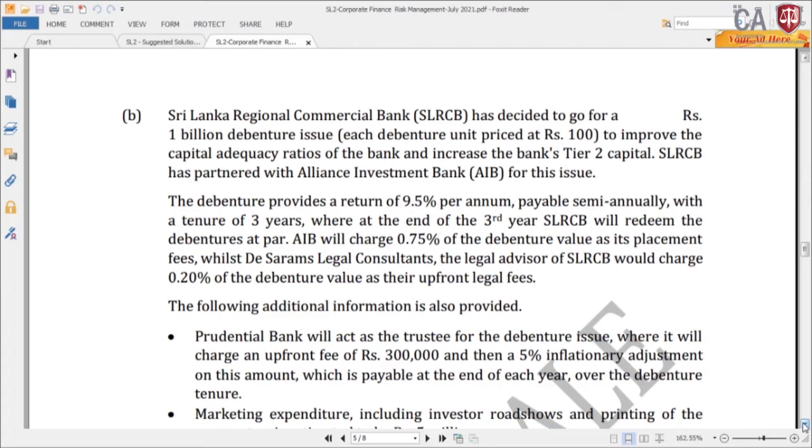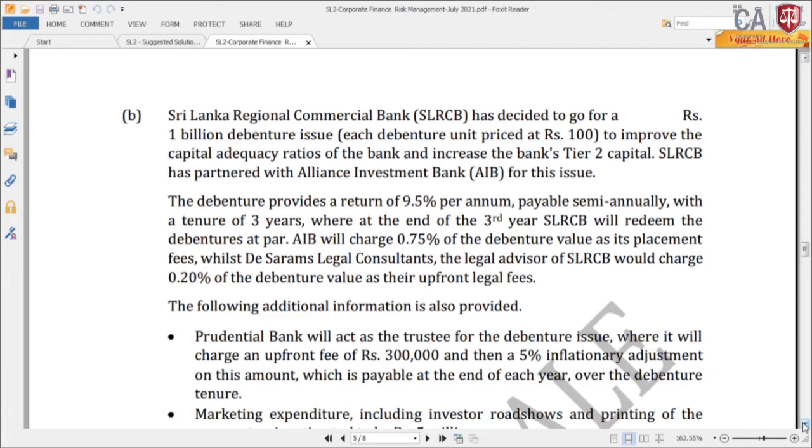Then AIB, the local party partnered for this debenture issue, like a manager, charges you 0.75% of the debenture value as placement fees. And the legal consultant charges you 0.2% of the debenture value as upfront legal fees. So you have a placement fee and a legal fee. Following additional information is given: there will be a trustee involved in this debenture issue, where you have to pay 300,000 upfront, and there is a 5% inflationary impact on this amount payable at the end of each year over the 3-year debenture period.